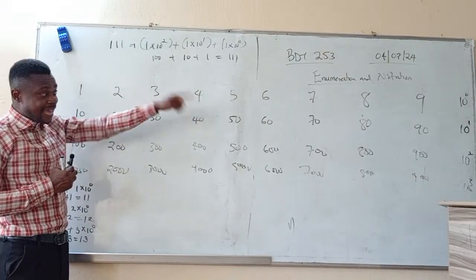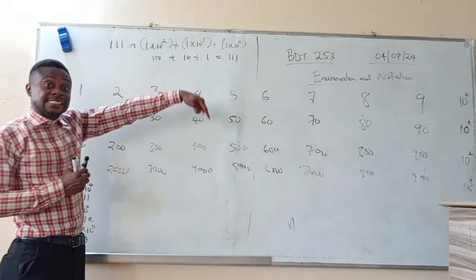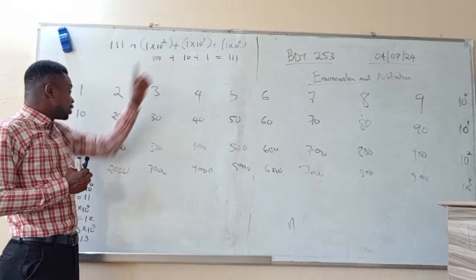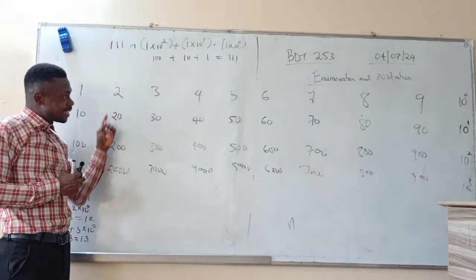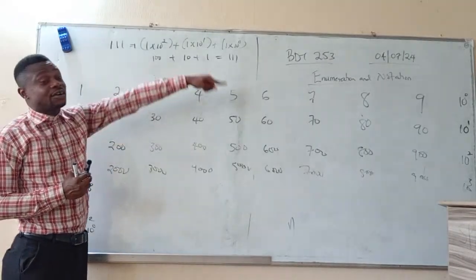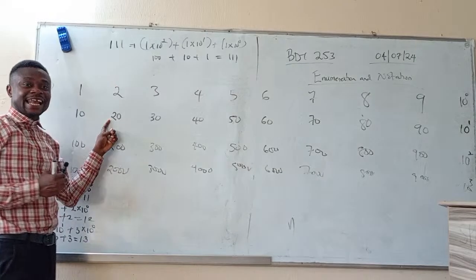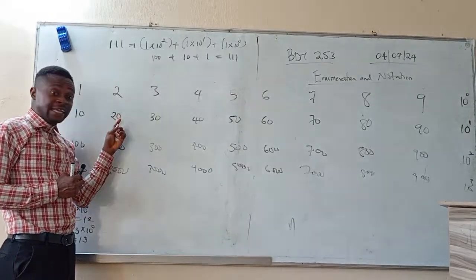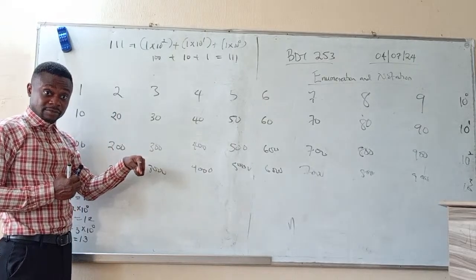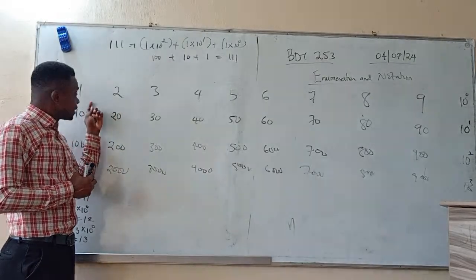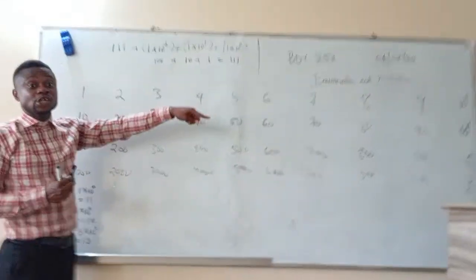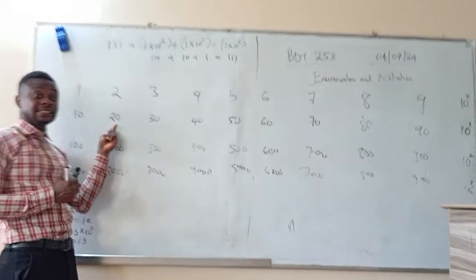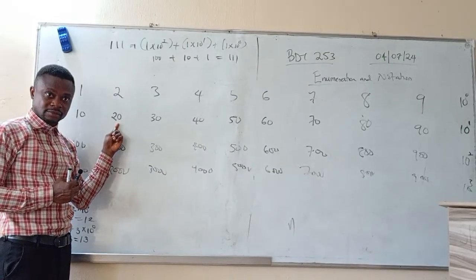17. 8 times 10 to the power 0, it will give you what? 8. Plus 10, it will give you what? 18. 9 times 10 to the power 0 is 9. Plus 10, it will give you what? 19. You now enter 20. I need 20 now. You do the same thing again. 1 times 10 to the power 0 is what? 1. Plus 20, 21.